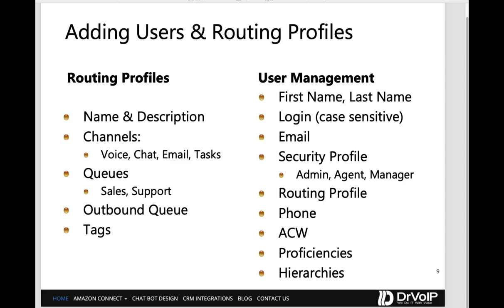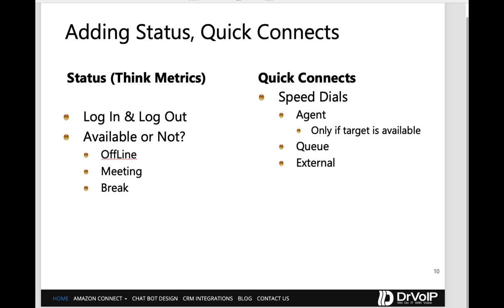We have something called after call work. When an agent wraps up a phone call, how much time do we want to give them before we ram another phone call down their throat? So that's what after call work time is. That's a timer. Proficiency and hierarchies we'll touch on briefly, but generally they're configuration parameters that we will explore in greater detail later on when we begin to enhance the capabilities of this basic call center.